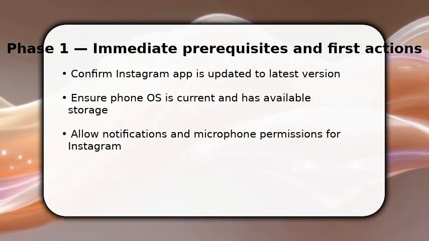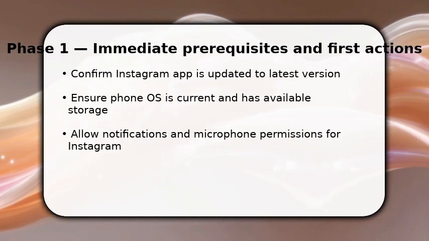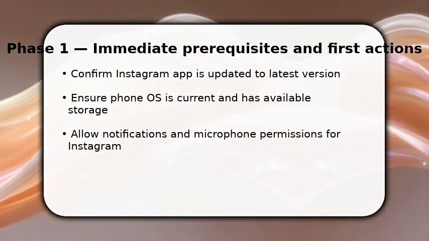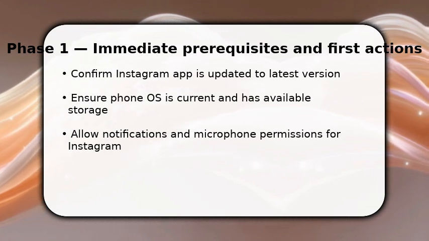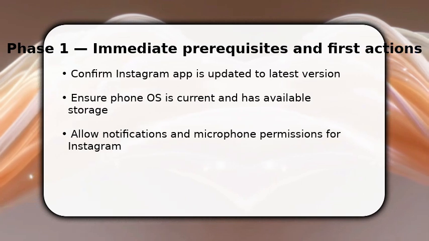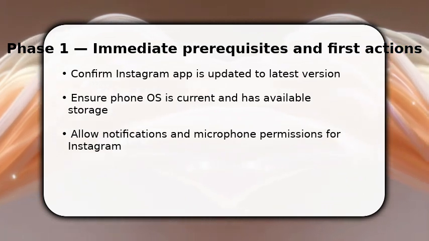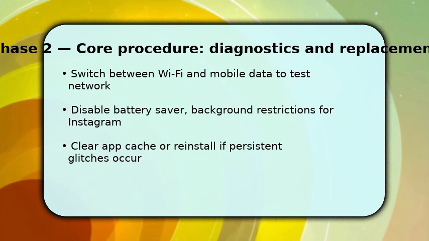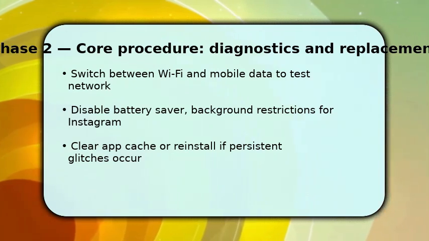Once done, open Instagram and check in-app notification settings under Profile, right arrow settings, right arrow notifications. Make sure call and message toggles are enabled. These first steps fix most permission or outdated app causes quickly, and next, you diagnose connectivity and background operation.